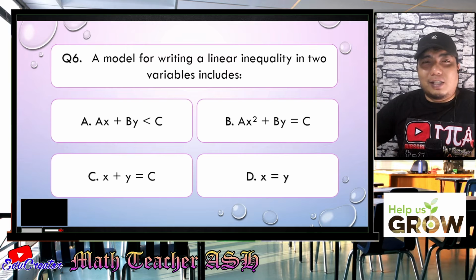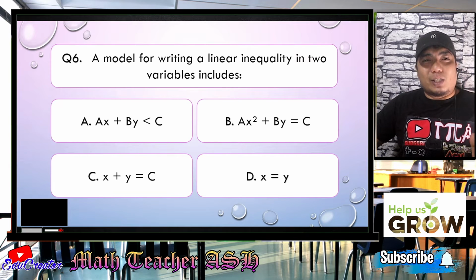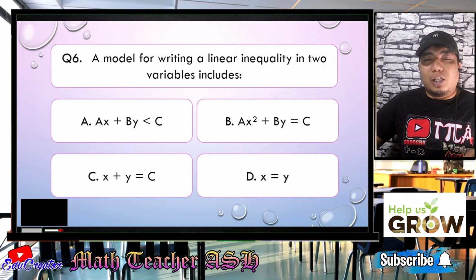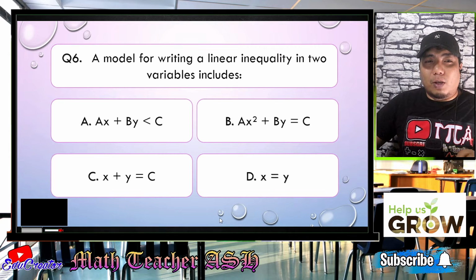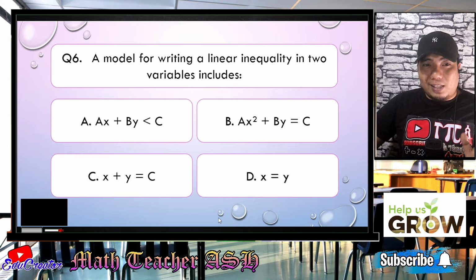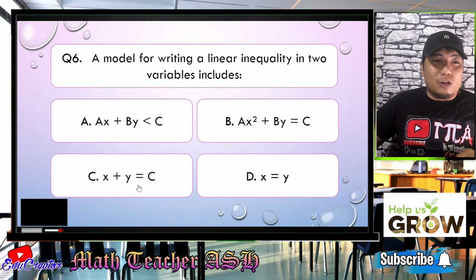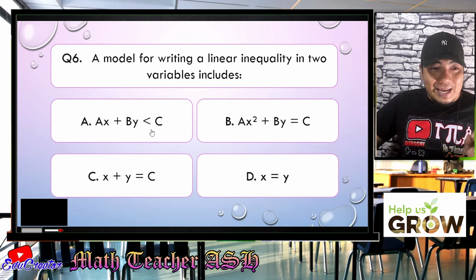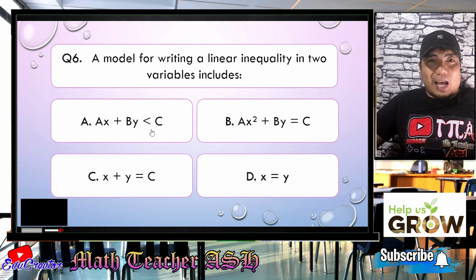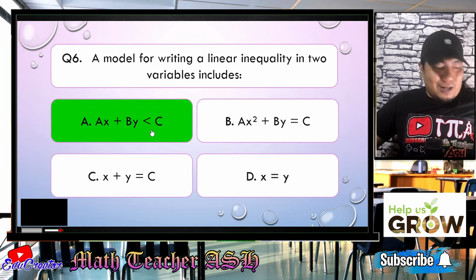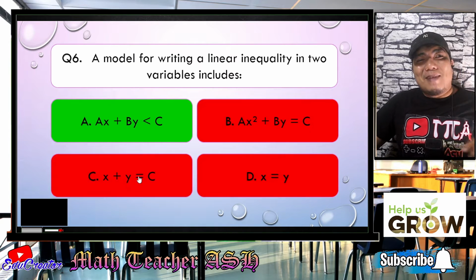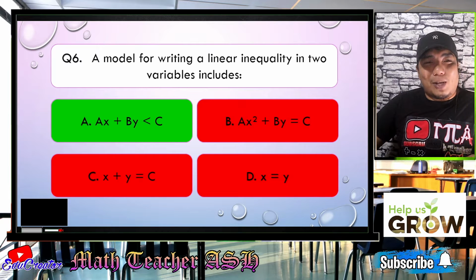Alright, math learners, this question is one of the easiest questions. Why? Because among the 4 given choices, there is only one inequality here, because the other 3 use the equal sign. So, therefore, there is only one inequality and that is letter A. So, letter A is our correct answer. Alright. I hope you got that one, my dear math learners. So now let us go to question number 7.